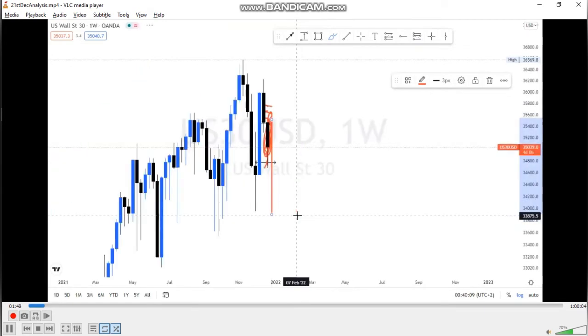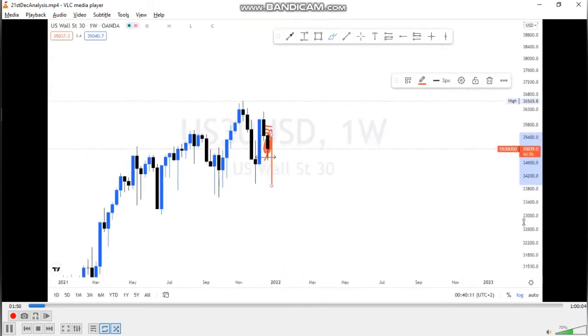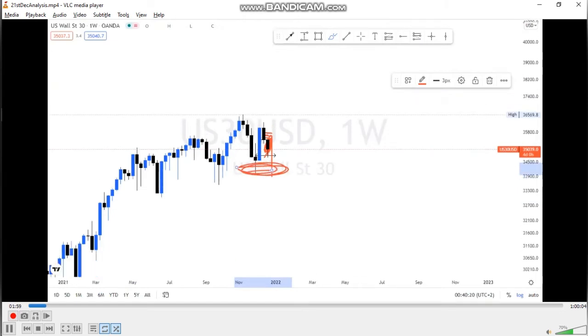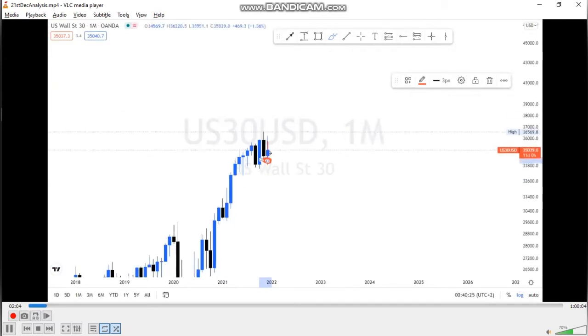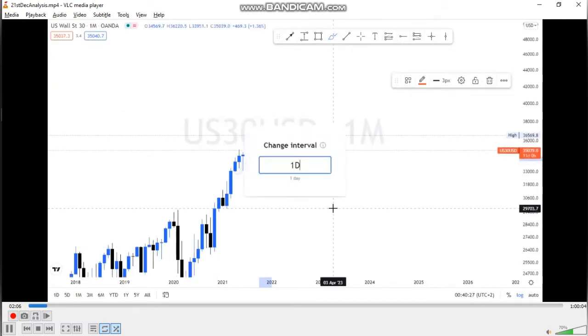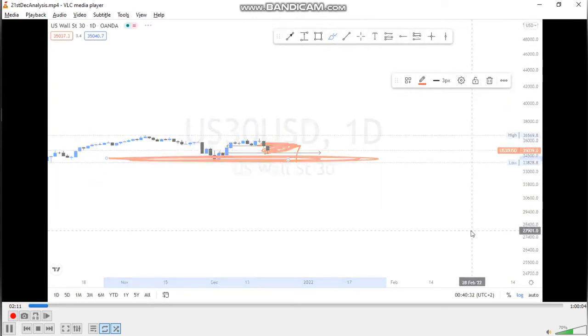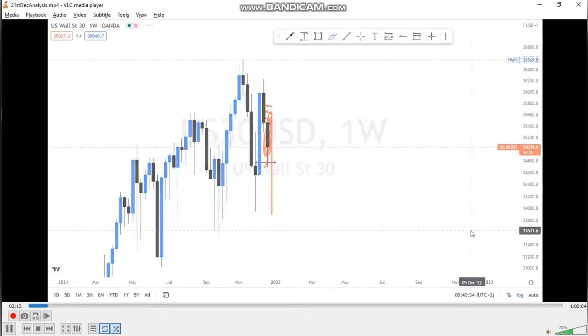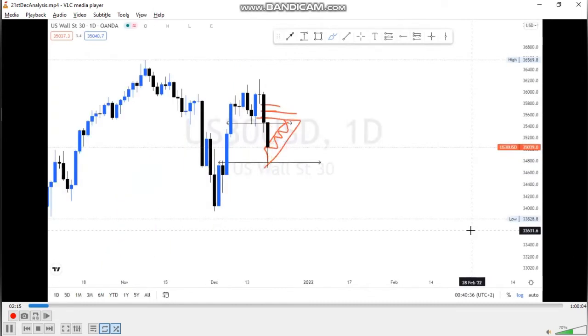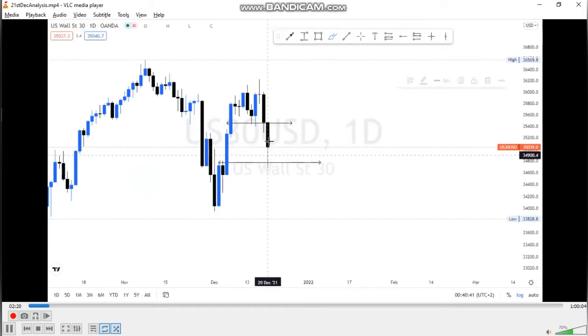Why am I saying that? We might get something like a double bottom. I'm not saying we will, but we might get something like a double bottom. Even on the monthly there is still nothing, so we might get a double bottom over there. That is the first possibility, a retest of the structure over there.